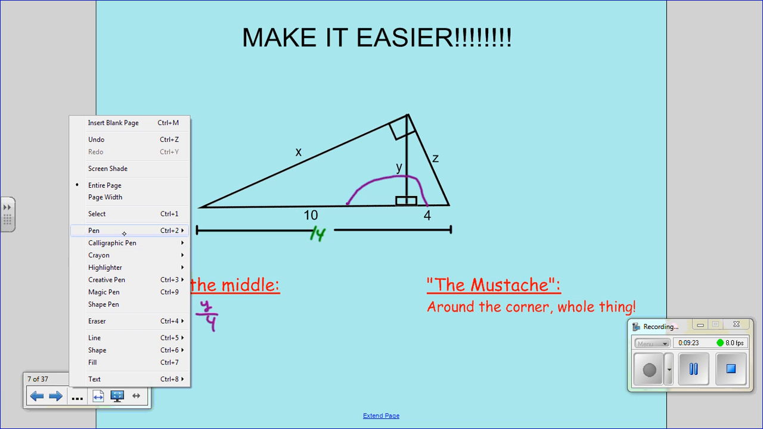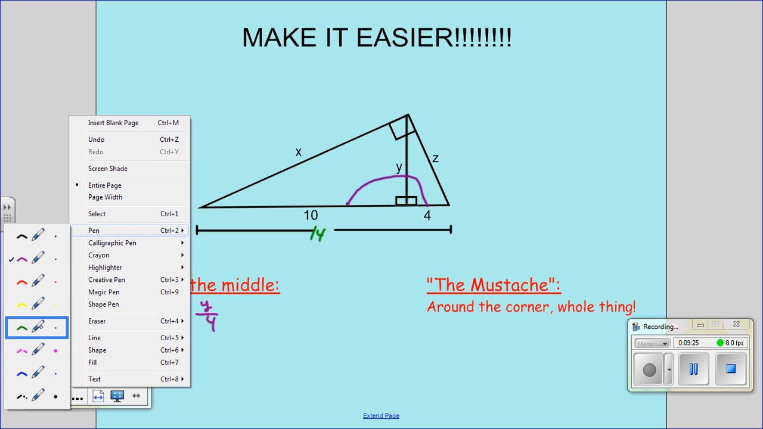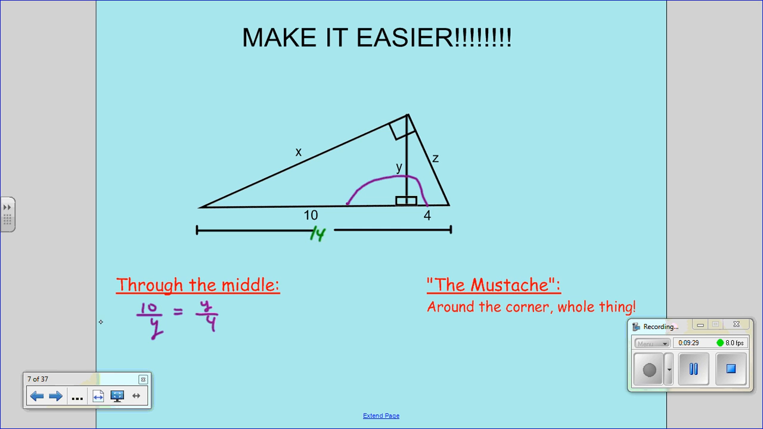So now let's say I'm asked to find x. So if I'm asked to find x, I would have to use the mustache method. And this is how the mustache method works. You pick any part from the longer side of the largest triangle. So let's say I pick 10. I start at 10, come around the corner and hit x. So that's 1 ratio. 10 is to x.